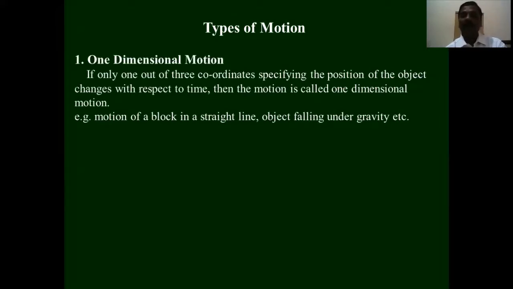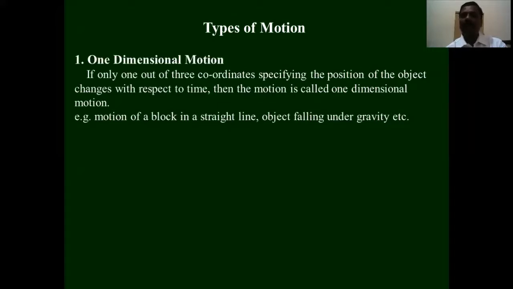The second example which is given is an object falling under gravity. So we know Newton's experiment, that is, an apple falling from the tree. You will find that the object is moving along a straight line. Any object which is falling under gravity is definitely moving along the vertical axis, and that vertical axis is considered here as the y-axis. So you will get here only one coordinate axis, which is sufficient to specify the position of an object.